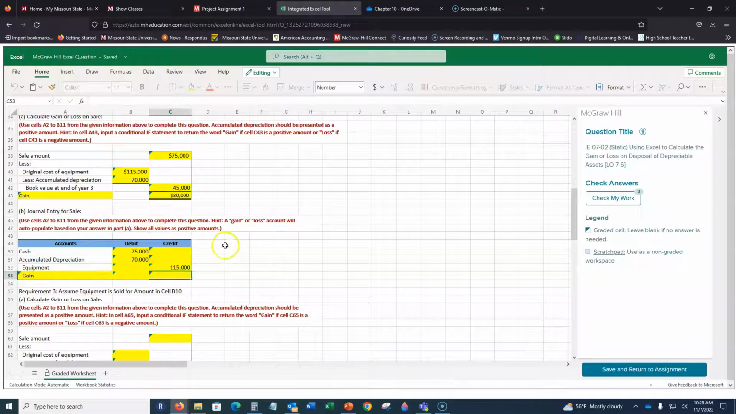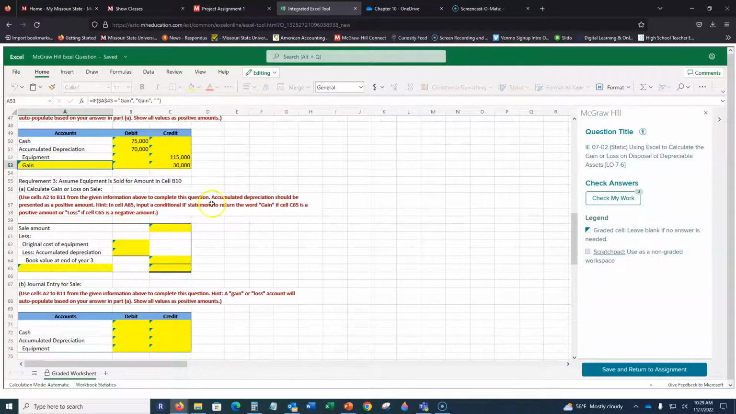So what is our gain? Well, pretty easy to just use our gain, but how else could we tell? Well, that 75 plus 70, if we look down here in the corner, it tells us is 145,000. Well, our equipment was only 115,000, so we know we need an additional $30,000 credit. That credit comes from a gain. Why is gain being credited? Well, because gains really are just another type of revenue, and we credit revenues to increase them.